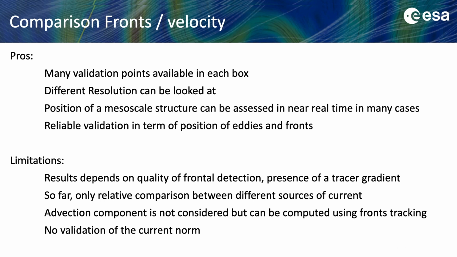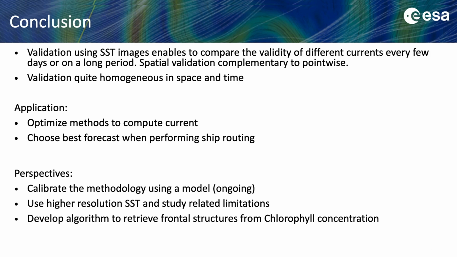Of course, it also has some limitations. The first one is that the quality of the frontal detection is essential to get a reliable analysis. Also, only relative comparisons between different sources have been done so far. One should be careful also to check that the advection component is small enough, using, for example, front tracking analysis, as we neglect this component in our analysis. At last, the strength of the current is not measured here.